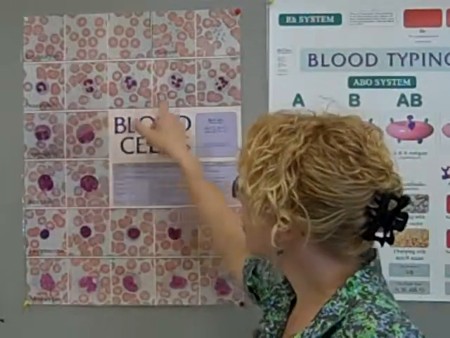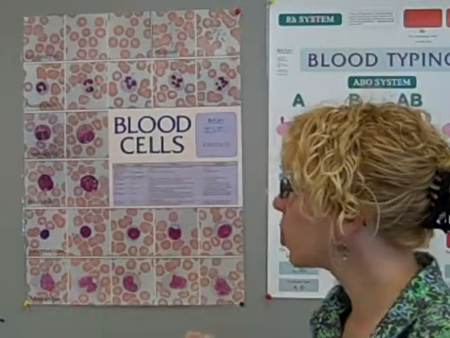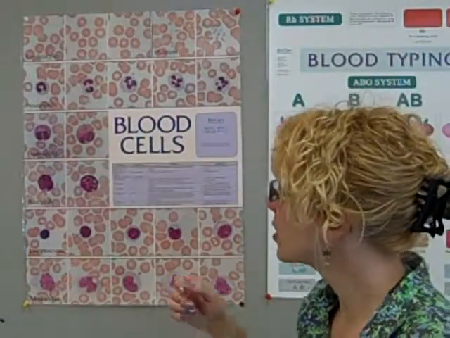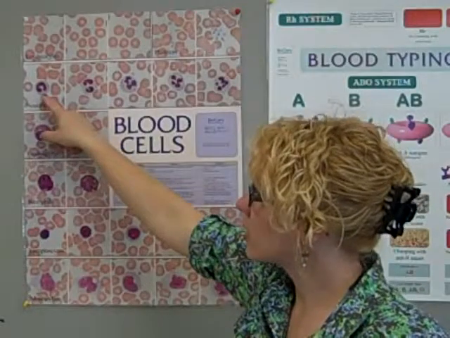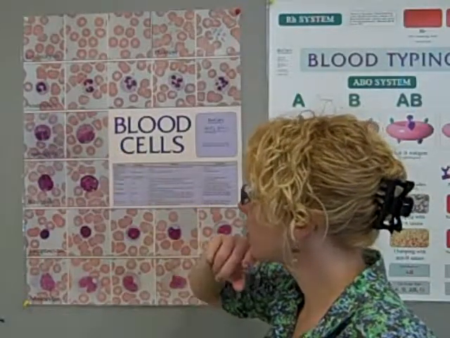In fact, because they're so busy carrying oxygen, they lose their nucleus. But the white blood cells do have a nucleus. They do tend to survive a little bit longer than those red blood cells. Neutrophils are phagocytosing, or engulfing and digesting invaders.